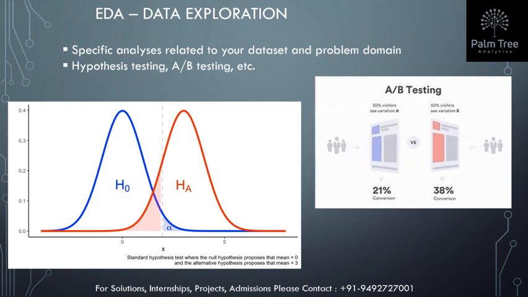A/B testing, on the other hand, is like a controlled experiment. It's fantastic for comparing two or more versions of something to see which performs better. We randomly assign subjects to different groups, expose them to different conditions, and then measure the outcome. A/B testing is widely used in marketing, product development, and UX design.